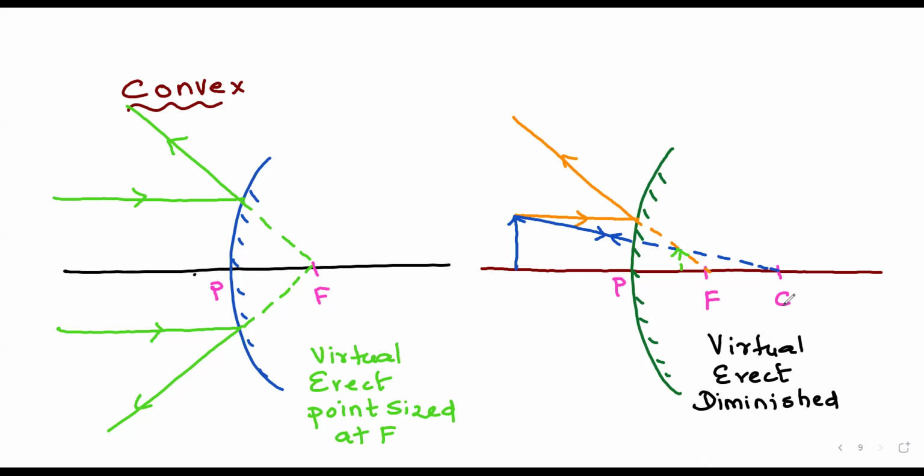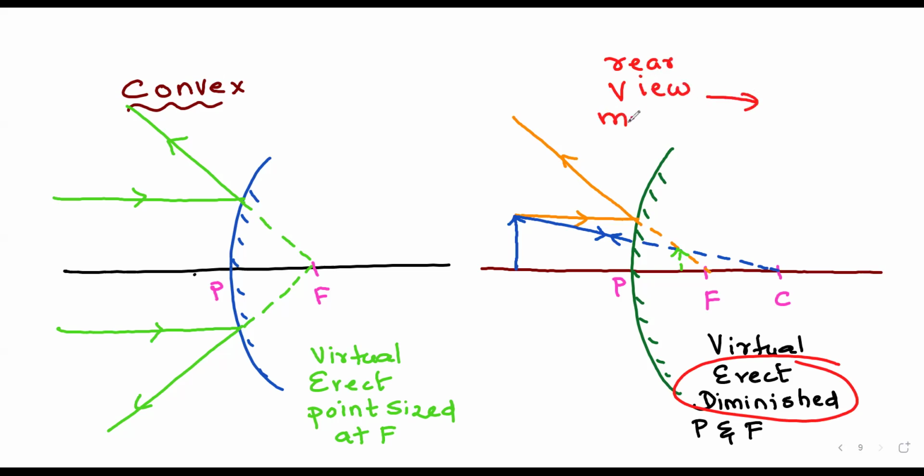Okay. And then it will be formed always between P and F. So remember, children, a convex mirror can never give you a real image. And a convex mirror will never give you an inverted image also. Always it will give you an erect image. So since it is always giving an erect and diminished image, it is always used in automobile rear view mirrors.